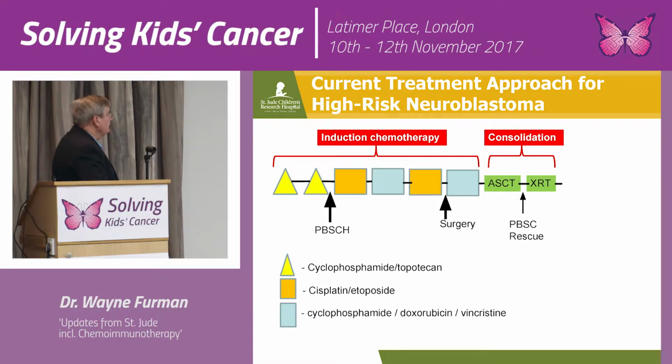Following recovery then, consolidation, which is called myeloablative therapy, and whether you use 0, 1, or 2 is what's up in the air right now, but at least the COG thinks that 2 is better than 1. Then we use the stem cells back here to rescue.